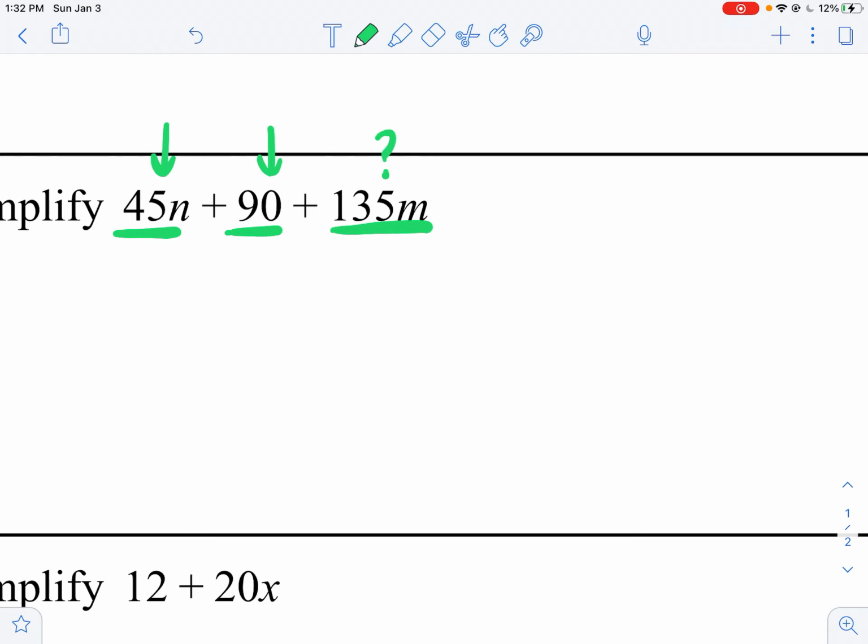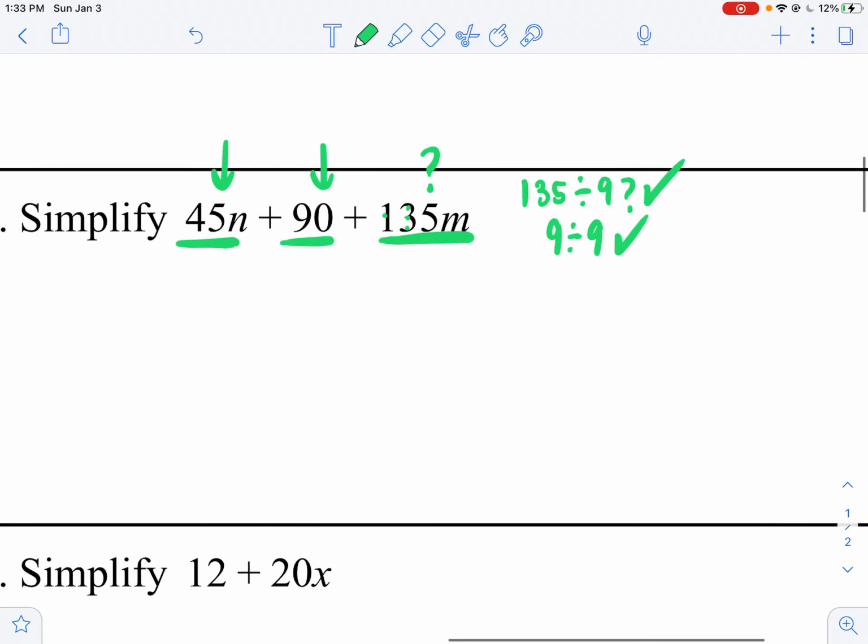We can use our mental math. Instead of doing our long division, use your divisibility rules. I know that 5 plus 3 is 8 plus 1 is 9. So 135, is it divisible by 9? That's my question. I added the sum of the digits, which is 9. 9 divided by 9 works, which means 135 is divisible by 9. So our greatest common factor using our divisibility rules is 9. Okay.